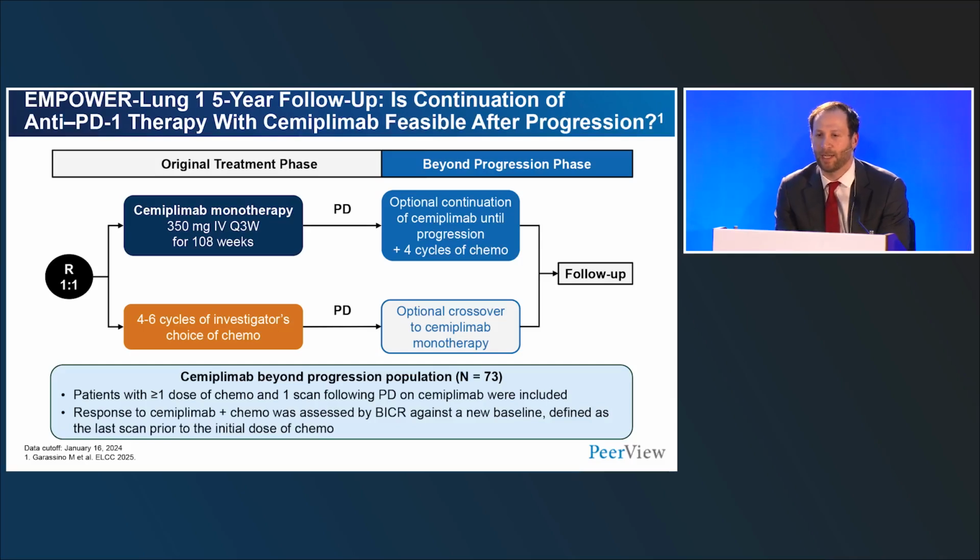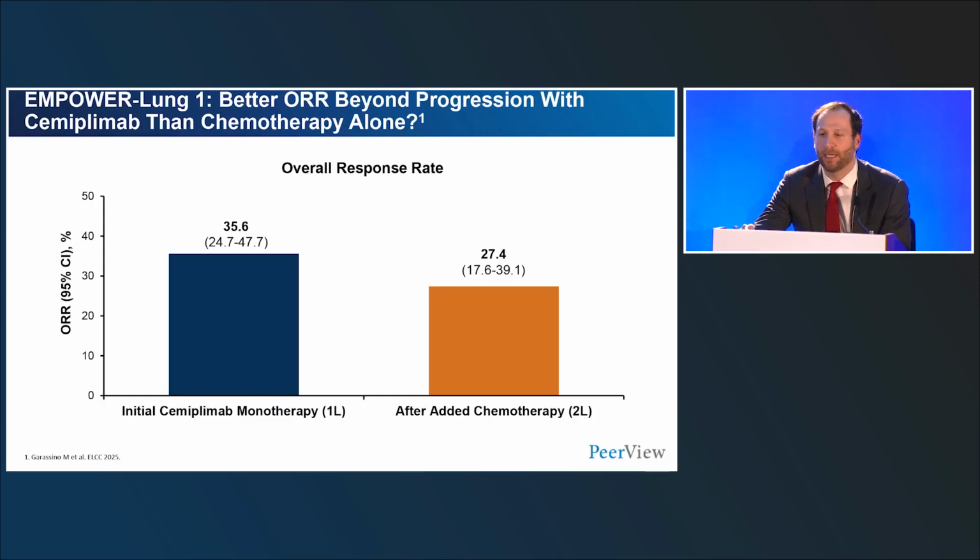And so this is the data I was somewhat alluding to earlier. In this trial, the EMPOWER-Lung trial, for patients who had progression on cemiplimab, they were allowed optionally to continue the cemiplimab and the chemotherapy, and these patients were followed during that period of time. And what you can see here is their initial response rate with cemiplimab of 35.6%.